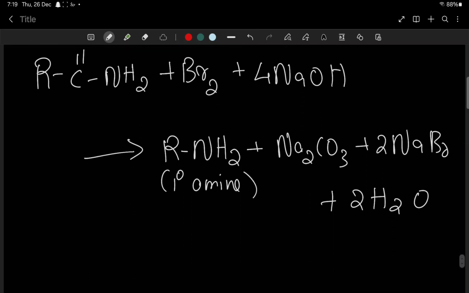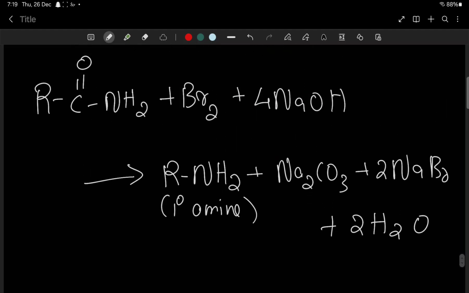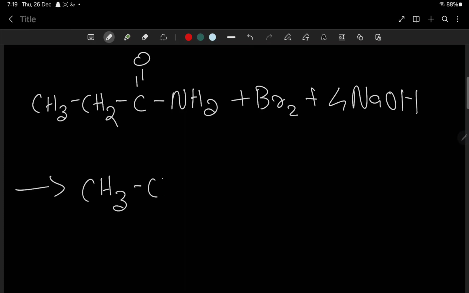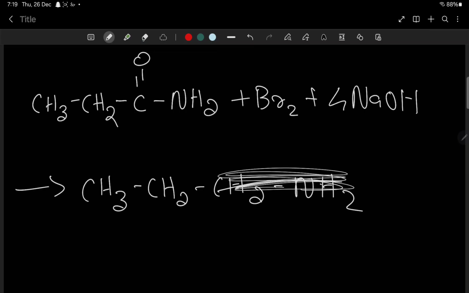If you look, you can find something odd: the initial amide had an R group, RC. How many carbons? I will write an example. I am taking propanamide, CH3CH2C double bond O NH2, and I am adding Br2 and NaOH, and the degradation reaction happens, and I am getting CH3CH2NH2. I am only getting ethanamine.